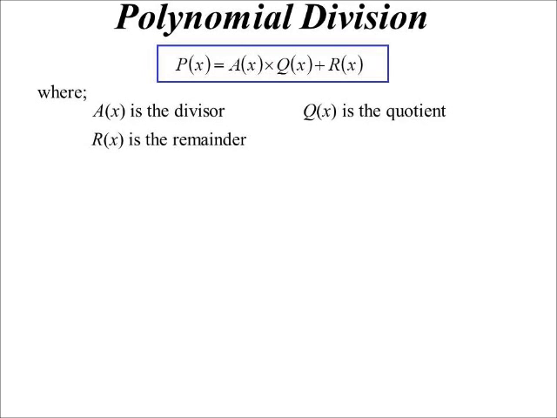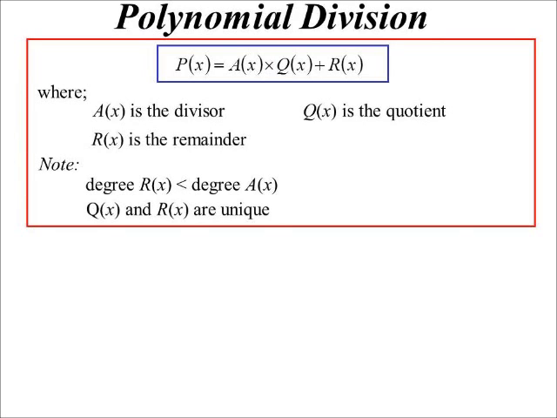polynomial. The degree of the remainder is always smaller than the degree of the divisor, because if the degree is bigger, it means I can keep going, I can keep dividing. Okay. And Q(x) and R(x), the quotient and the remainder, are unique, which just means they're different, because if they were the same, you could factorise. So you wouldn't have completed the factorisation yet.